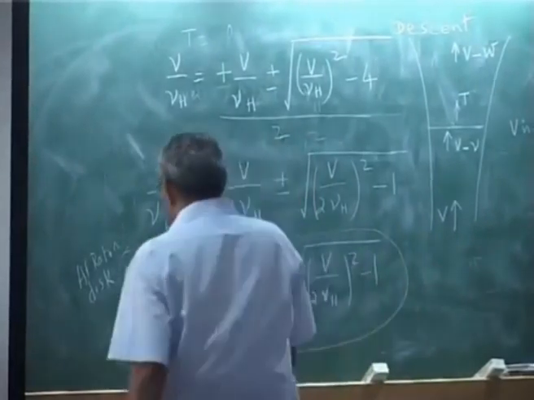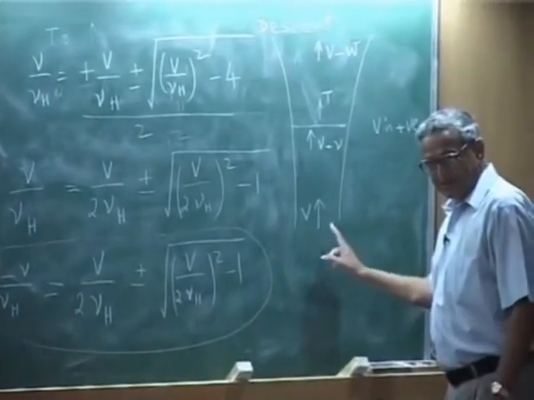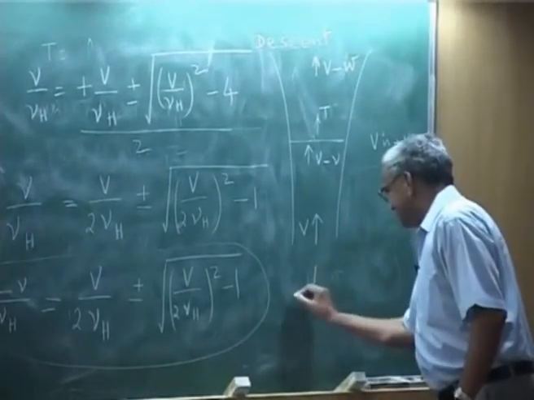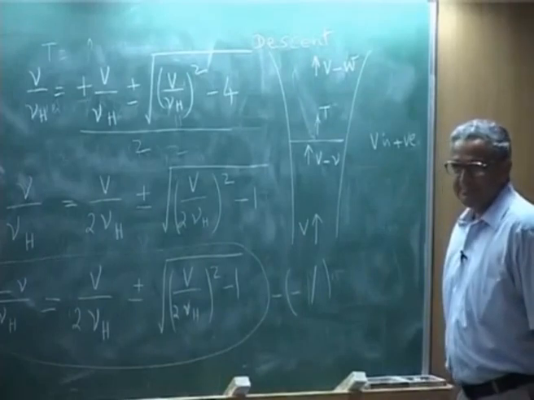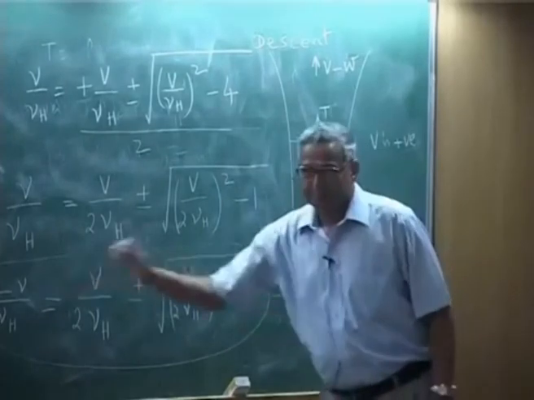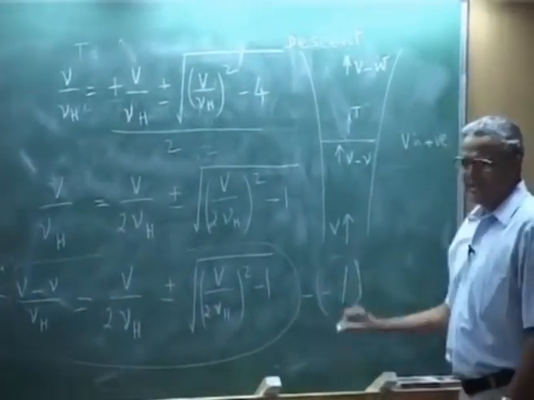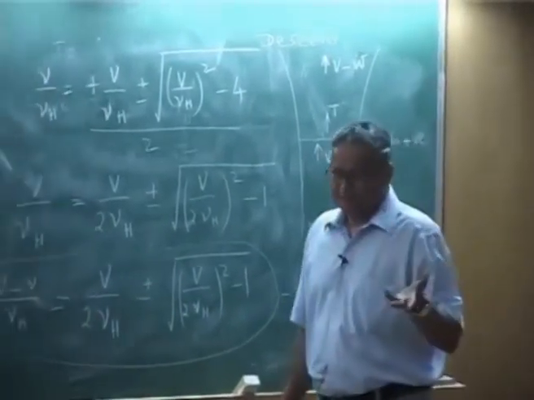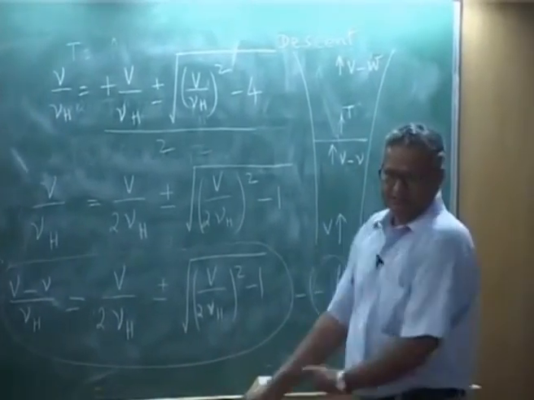My velocity is decreasing, meaning descent velocity, so I must have a negative V value. Here I have taken V positive for descent, so I will write minus V, and then this minus V I will simply call V. You follow? That means when the velocity is descending, I will put a minus V.